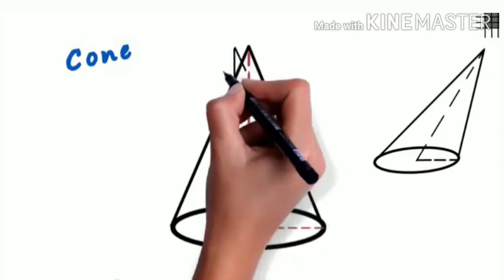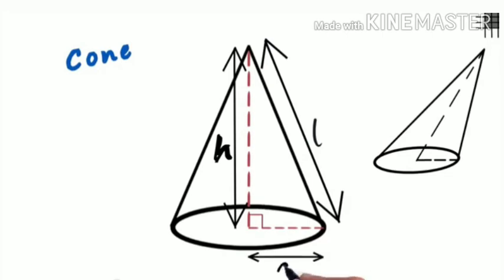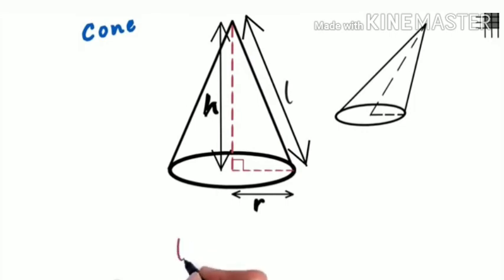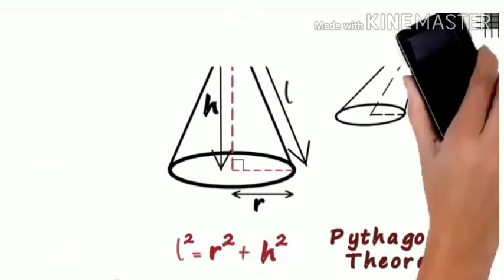In a right circular cone we are having height, slant height and radius. And to calculate the slant height, we will apply the Pythagoras theorem. As it is a right triangle, we will apply the Pythagoras theorem. So L square will be h square plus r square. Thus, L will be under root r square plus h square. In this way, we can easily calculate L.